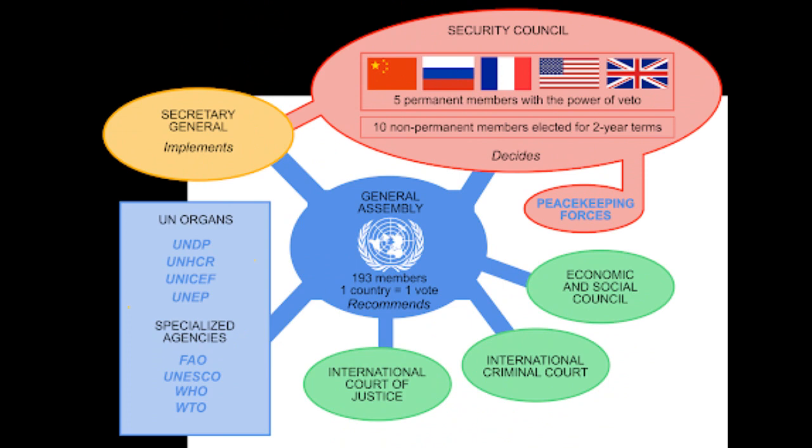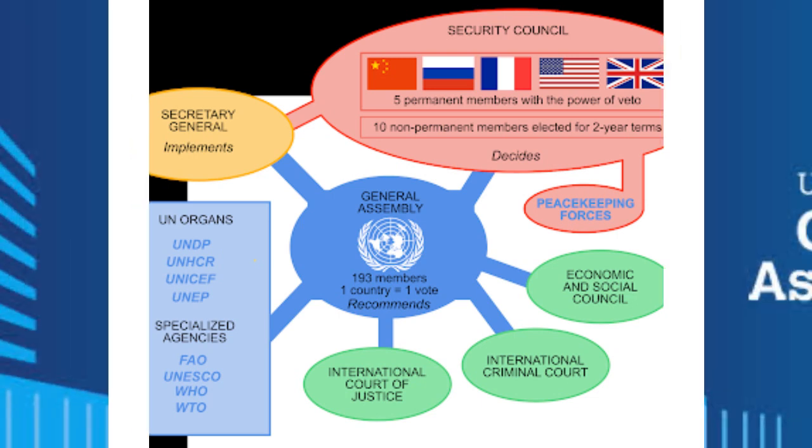Now I am going to talk about some principal organs of the UN. The organization operates through its six major organs. They are the General Assembly, the Security Council, the Economic and Social Council, the Trusteeship Council, the International Court of Justice, and the Secretariat. Each is represented by a delegation of not more than 5 representatives.